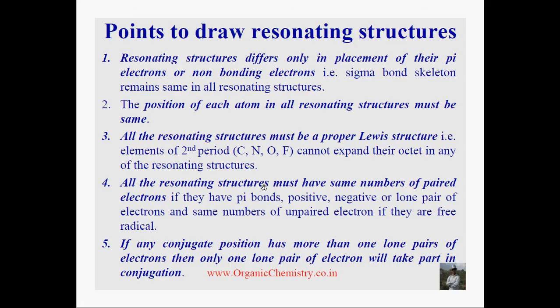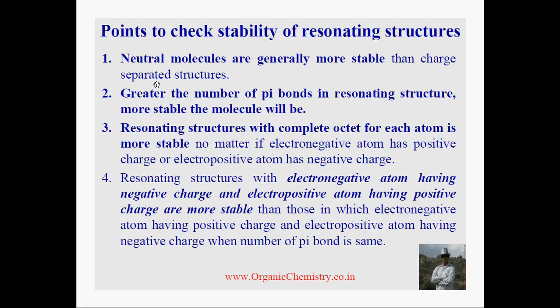All the resonating structures must have the same number of paired electrons. That is, they have the same number of pi bonds, positive charges, negative charges, lone pairs of electrons, and the same number of unpaired electrons if they are free radicals. In any conjugate position, if there is more than one lone pair of electrons, then only one lone pair of electrons will take part in the conjugation or resonance. Neutral molecules are generally more stable.